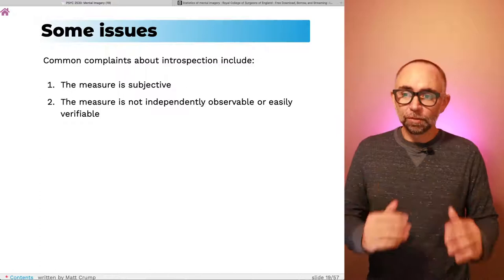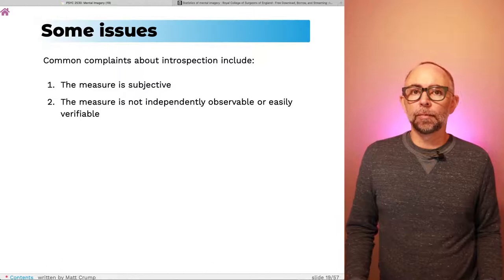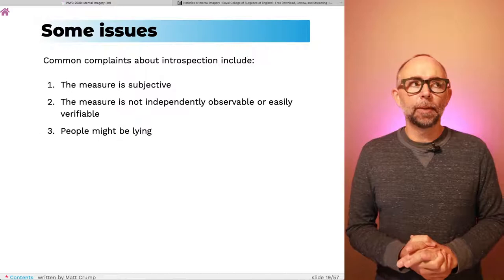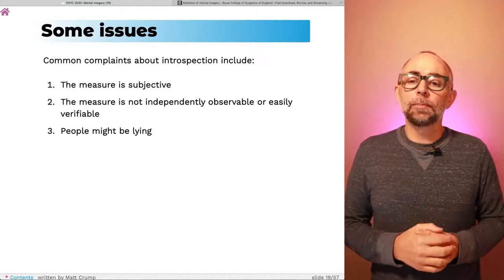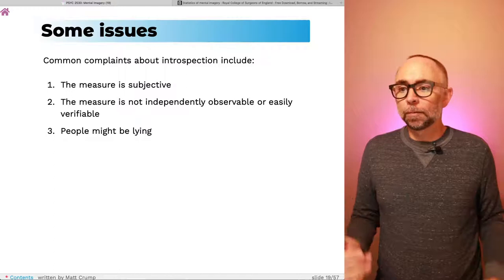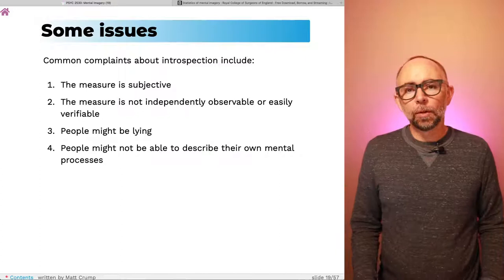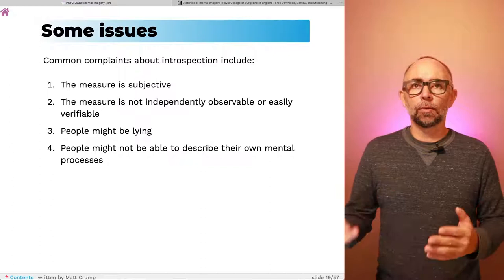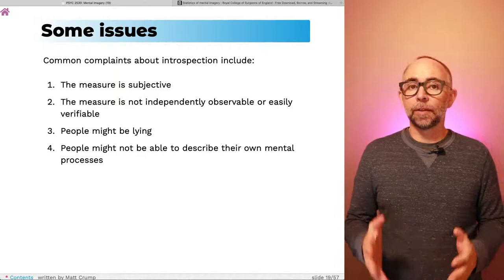The primary issue is that the measure is not independently observable. So other people can't verify my claims. They can't subject my claims to scrutiny. It's possible that when people use introspection, they might decide to lie about their experience because we can't independently verify the claims. We always could be wondering if people might be lying. Another issue is that, let's say people weren't lying. Maybe they're not very good at describing their own mental processes. So the words that are used to describe the mental experience might not be up to the task of actually describing what that experience is like.